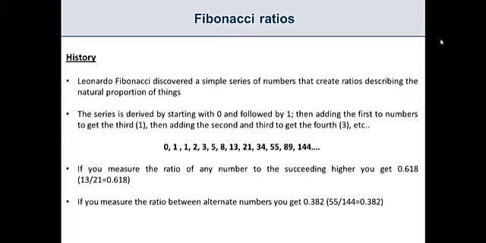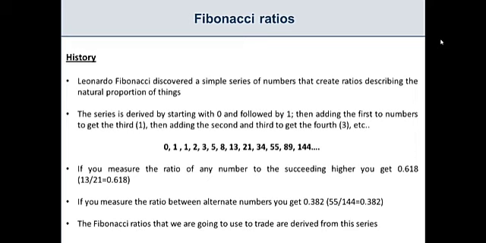There is another ratio that is derived and that is actually important from the series. If you measure the ratio between alternate numbers, you get 0.382. For example, if you divide 55 by 144, you get 0.382. And all the Fibonacci ratios that we are going to be using in trading are derived from this series.